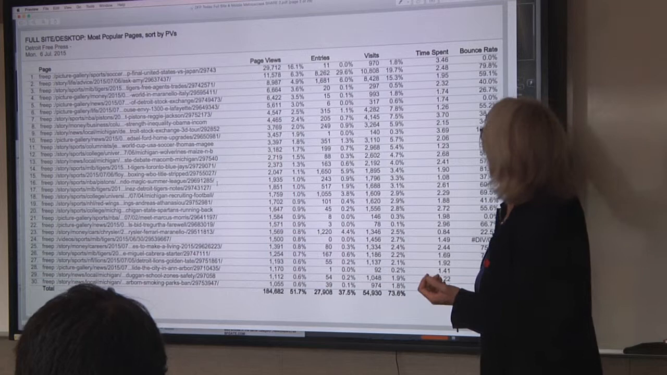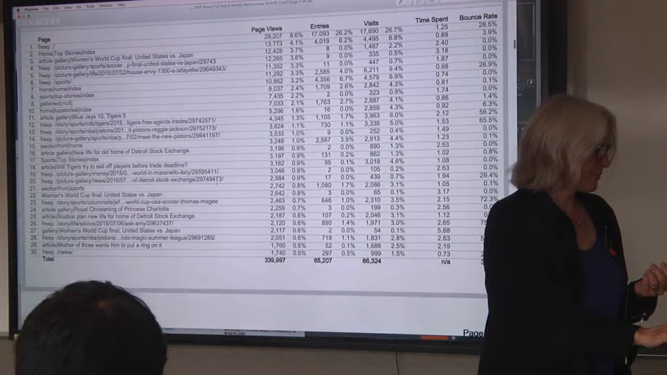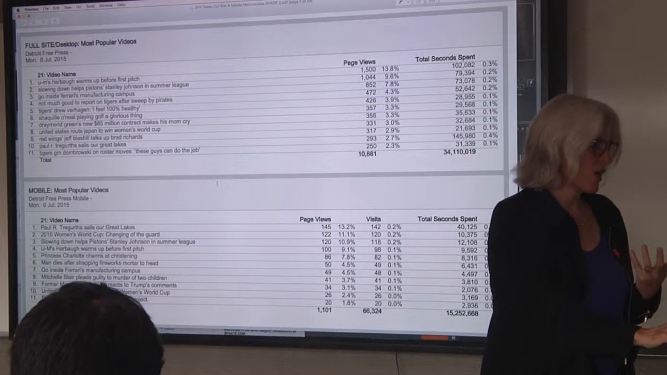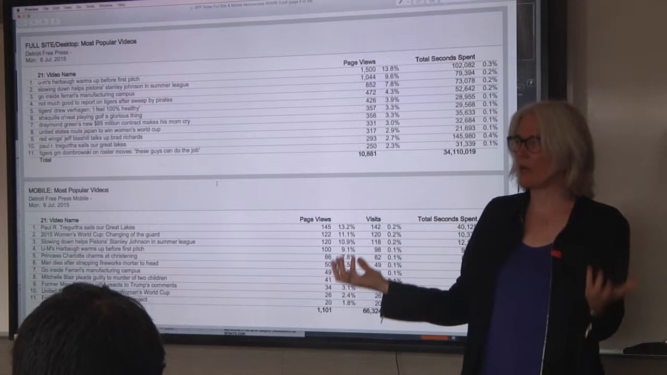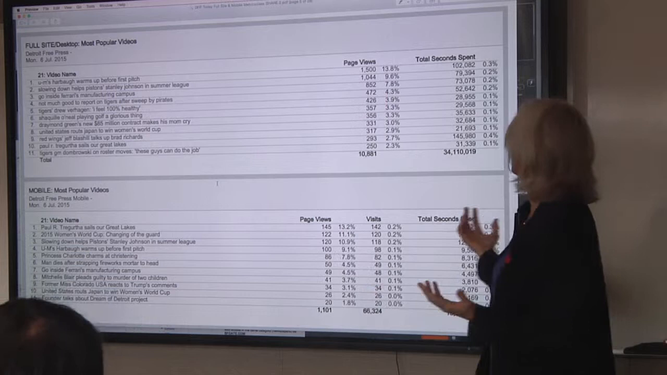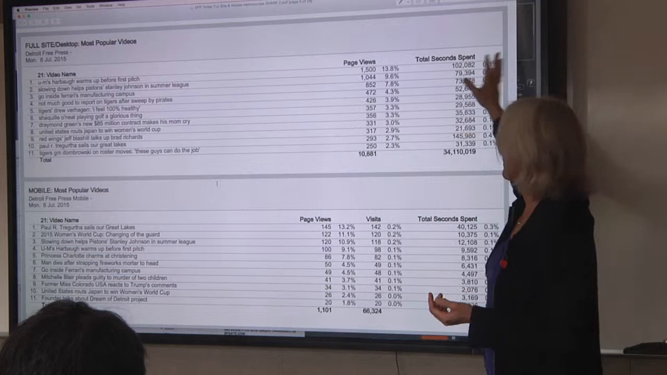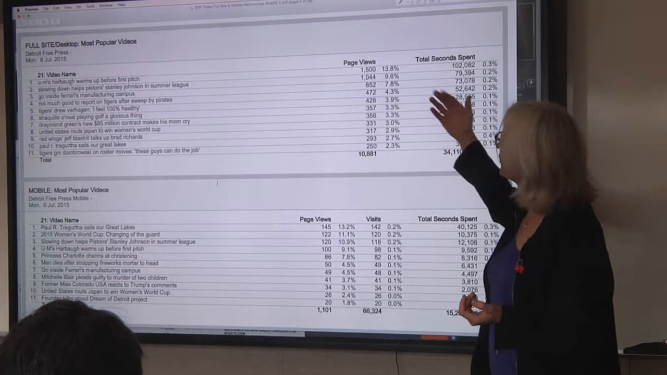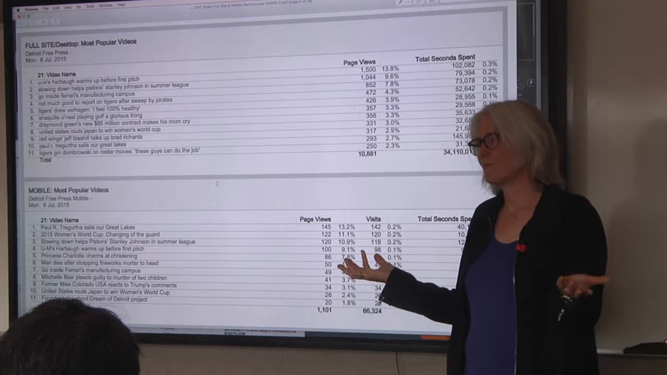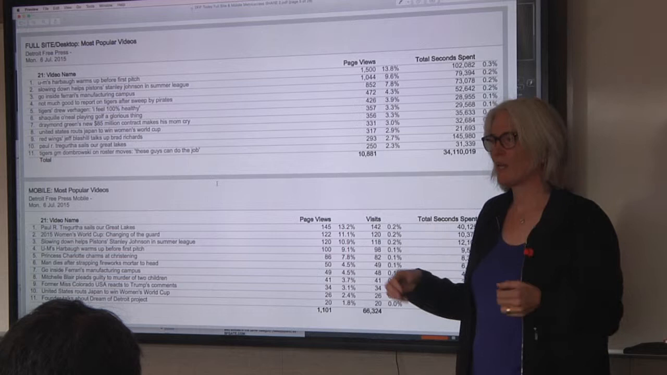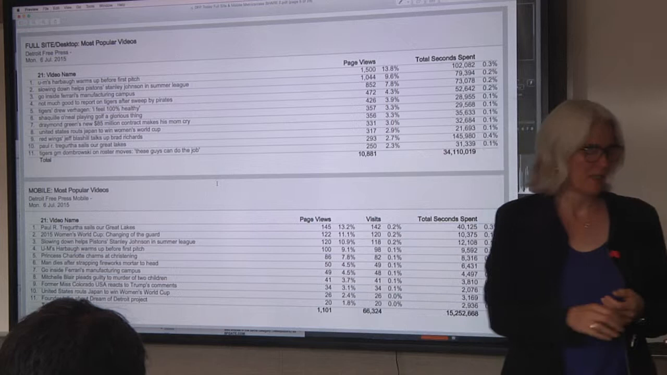Let me also go down. We can know for videos, and I think people compare videos to photo galleries sometimes, but you're going to have to do math for the average time spent. I've got it on page views, because page views and visitors are somewhat the same in video, whereas they're not with photo galleries. You might have one visitor look at 10 pictures, multiply that by 100 visitors, they looked at 1,000 pictures.